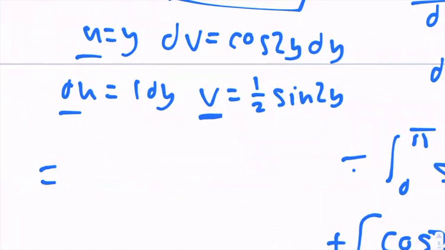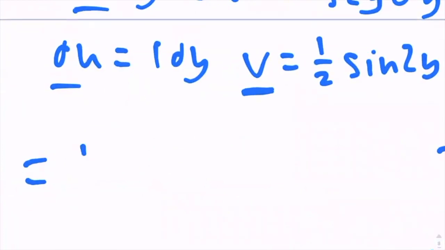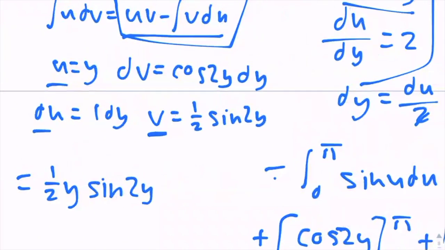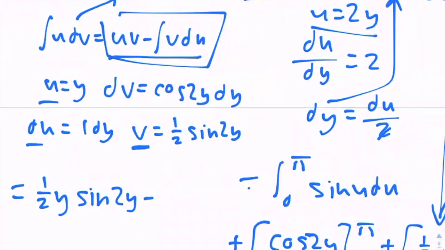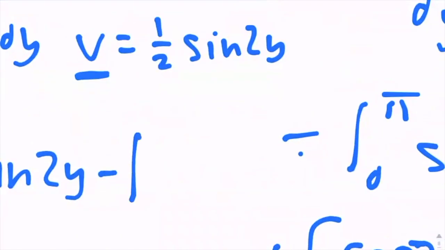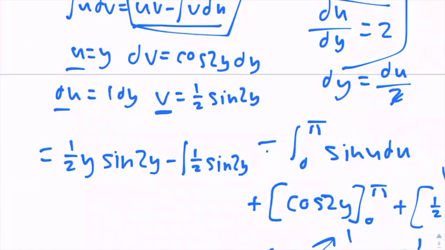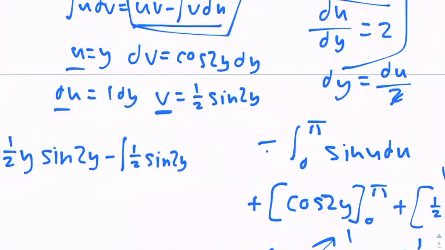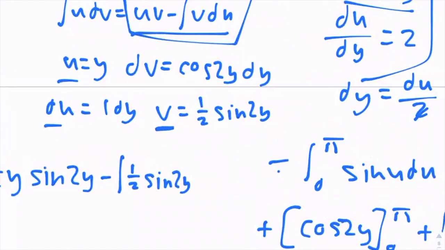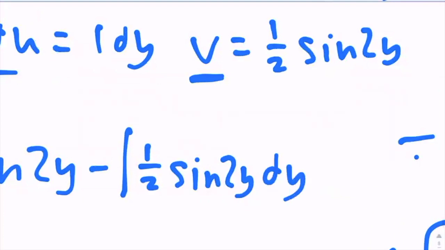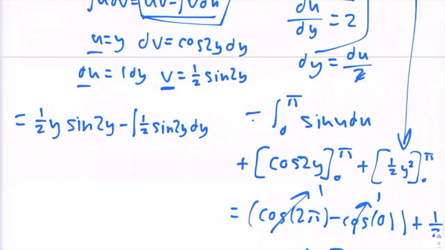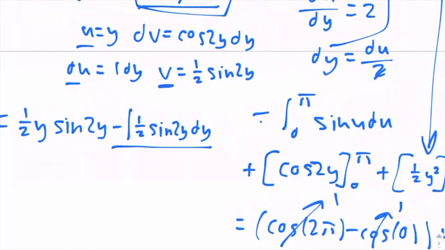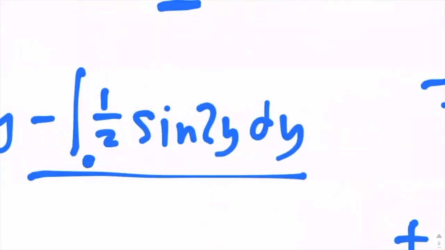So what we're going to do is say u times v is equal to 1/2 y sine 2y minus integral of v again, 1/2 sine 2y. So I'm going to move this over just because we're running out of space here. And then we know du is just equal to dy. So there we go. The only thing we have left to do is to integrate this. And again, we know the bounds are 0 to pi.